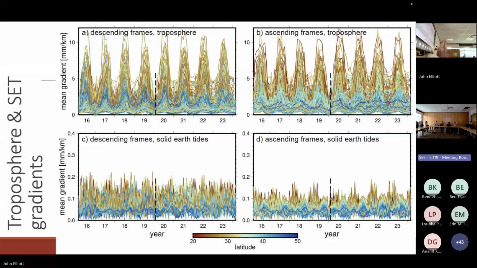So if we look at this slightly differently, on the left descending frames and on the right ascending frames, for the top troposphere corrections and bottom solid earth tide corrections, we can see the scale of these in terms of the mean gradient, how big that correction is in millimeters per kilometer across the whole scene. For the troposphere it's a lot bigger, and it's coloured by latitude. It's a lot bigger at lower latitudes, and it's a bit bigger for the ascending frames than for the descending frames. And then the solid earth tide is a lot smaller. In order of magnitude, note the difference in the scale. Those gradients are a lot smaller.